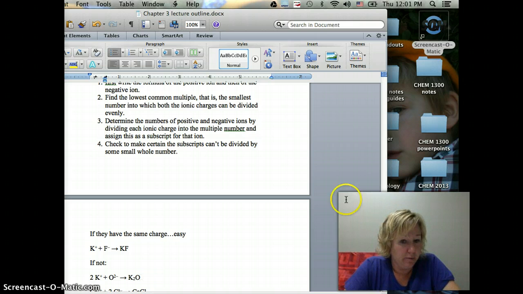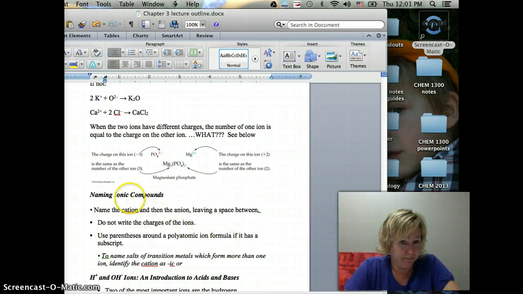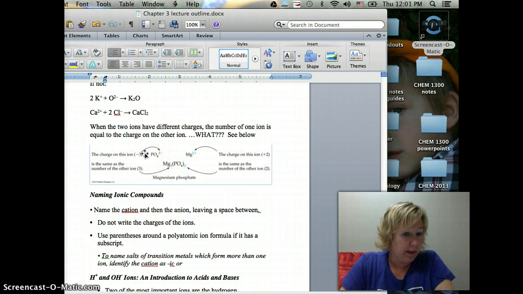You're going to determine the number of positives and negatives. Now, it does get a little bit harder. You have to do slightly more thinking. Again, same thing. Calcium and chlorine. Look at that. You need to use 2 chlorines to equal your 2+. It's simple math. It's not very hard. Sometimes it gets more complicated.